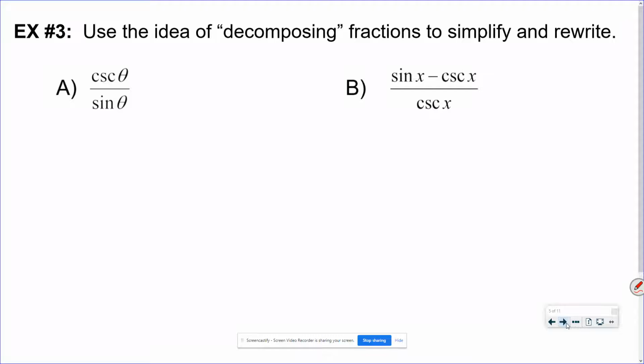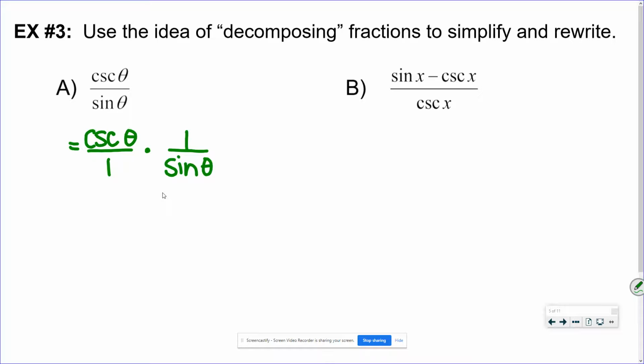Example 3, the directions say use the idea of decomposing fractions to simplify and rewrite. Decomposing fractions is not something we've talked about before, but it's not real complicated. It just means breaking fractions apart. So for this first one, I could break it apart and write it as a product of 2 things. I could say that this is equal to cosecant over 1 times 1 over sine. Does that make sense? 1 over sine because the sine's on the bottom, and cosecant over 1 because the cosecant's on the top. That is decomposing fractions, kind of turning it back into a product or a sum or a difference of things.